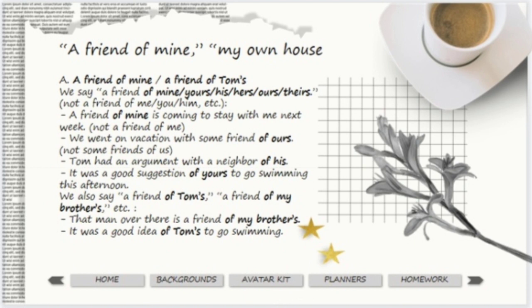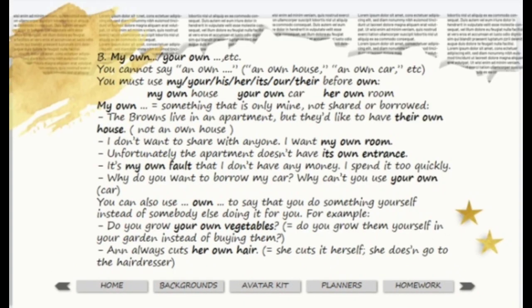And we also say a friend of Tom's, a friend of my brother's, and etc. For example, that man over there is a friend of my brother's. The other example, it was a good idea of Tom's to go swimming. B. My own or your own and etc.